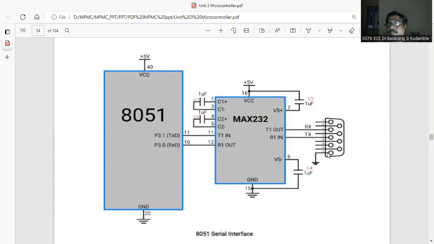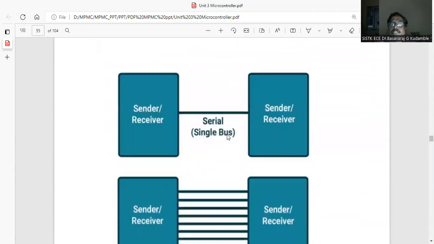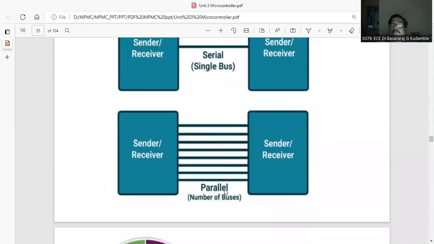And this is for connecting to the RS-232 cable, which in turn you can connect to the system or any other device. This MAX232 is used as a level shifter, because the voltage levels of the RS-232 cable are different from the voltage levels of the 8051 microcontroller. So now let us see, serial is nothing but one wire between the sender and the receiver. Parallel means more wires are required, like the number of bits equal to the number of wires required.